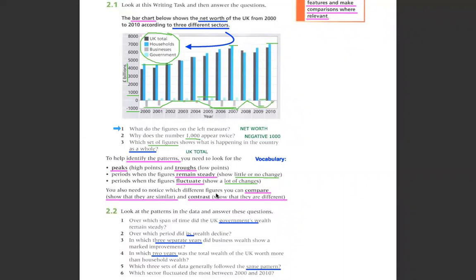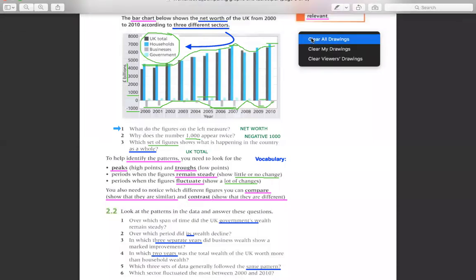Remember, we also need to notice which figures you can compare, that means say they are similar, and which ones you can contrast, say that they're different. Okay, so we can see here that the blue and the black, UK total and household, are very similar. They show a similar pattern. Okay, so please write these words down if you don't know them. We use them to talk about patterns.